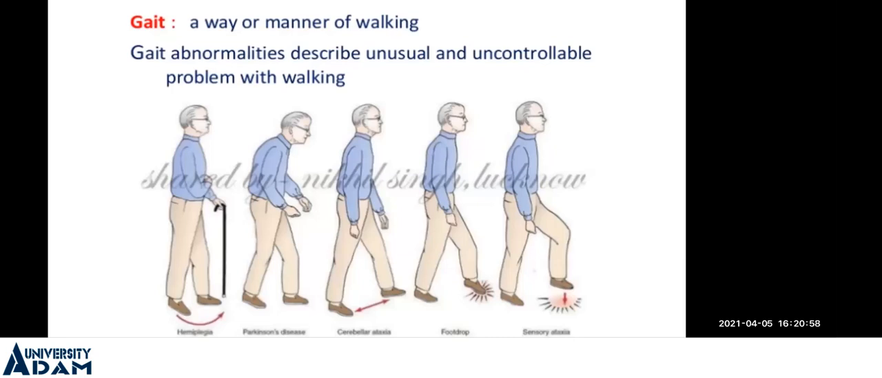It is when you check the gait of the patient. Muhammad Jahanzai, read the slide. Yes, ma'am. Gait is a way or manner of walking, and gait abnormalities describe unusual and uncontrollable problems with walking. Yes. In this picture, you can notice when the patient comes into your office, for example, you are a doctor and the patient comes to you, you should notice how he comes to you.